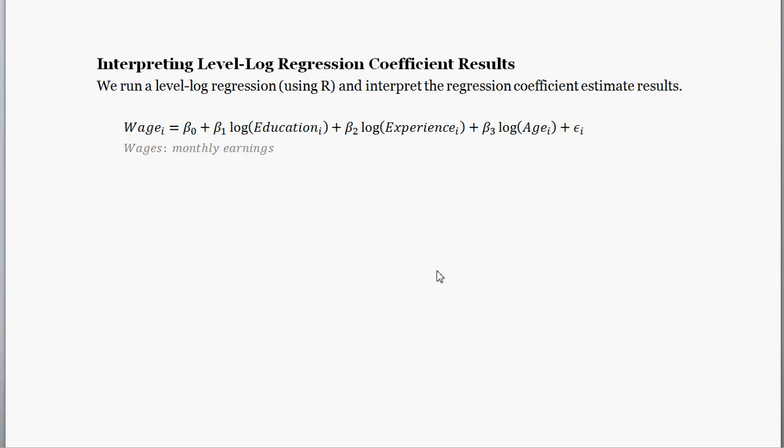Hello and welcome. So in this video we're going to interpret the regression coefficient estimate results of a log-level regression. Suppose that we have the following model that we wish to interpret the results of. Wages here is our dependent variable, or response variable, and it's a function of beta naught, our intercept, plus beta 1 times log education, plus beta 2 times log experience, plus beta 3 times log age.